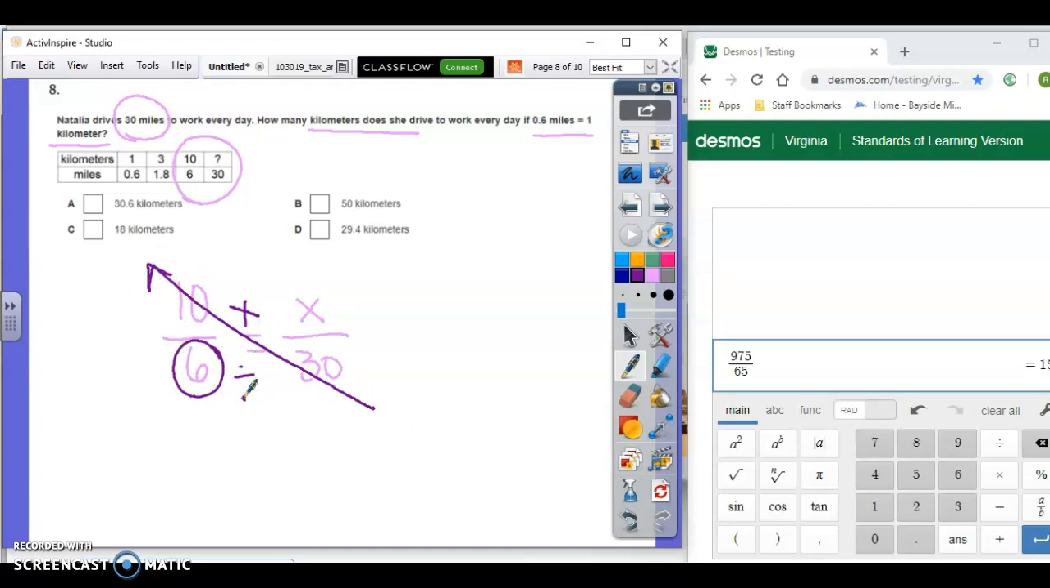So we have 30 times 10, which is 300. And I'm going to divide that by 6. And I get 50. So the answer here is 50.